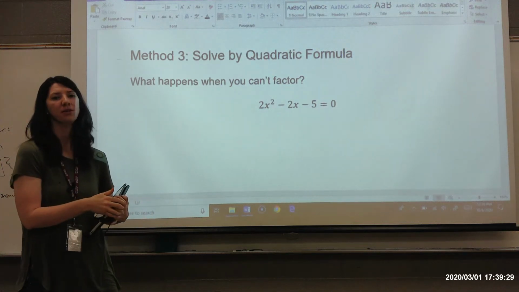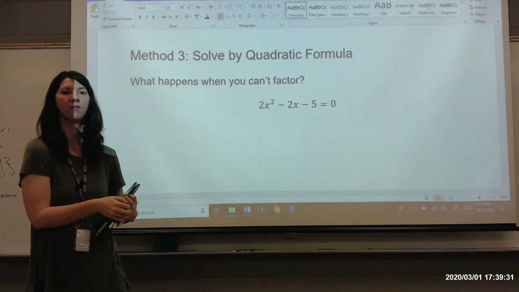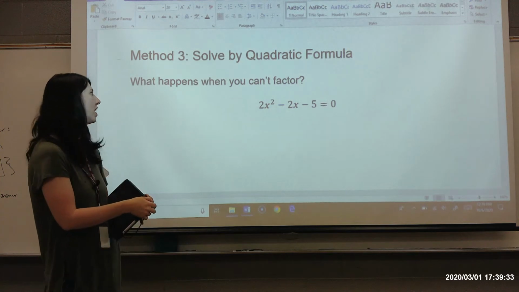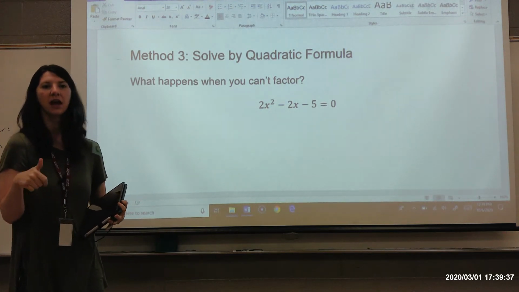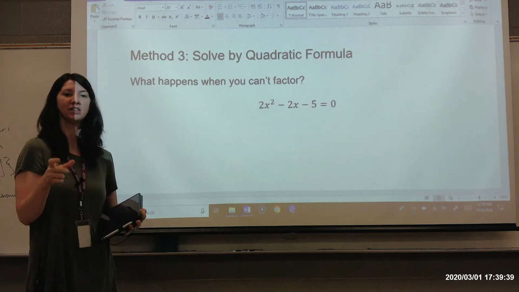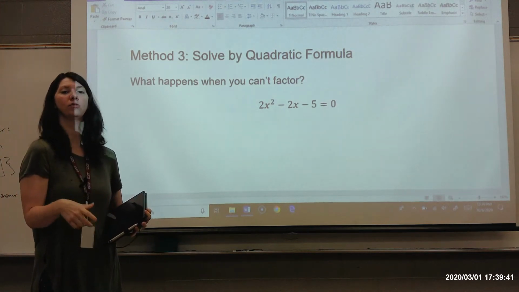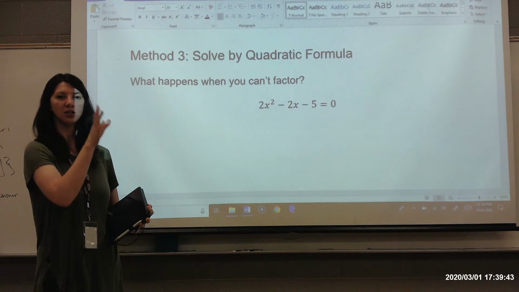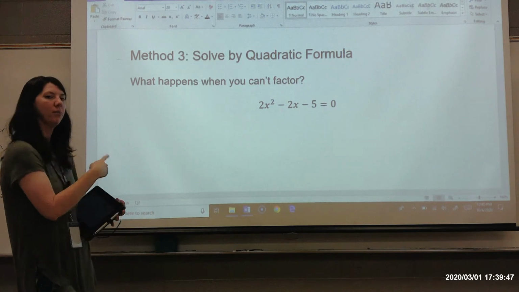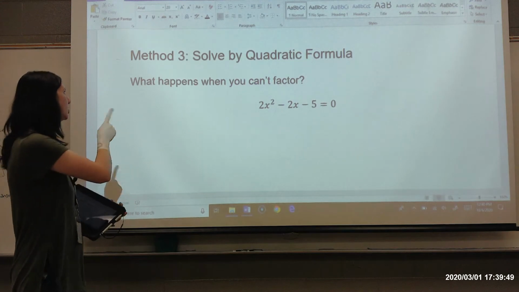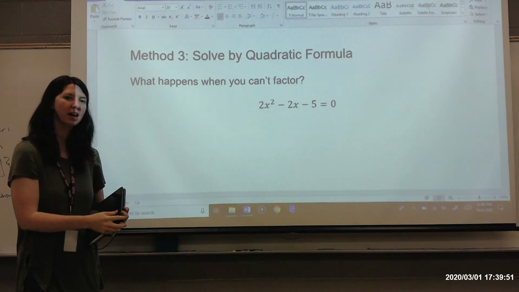In the last video, we talked about two different types of methods to solve quadratic equations. We talked about graphing, looking for x-intercepts, and factoring, so that we could use the zero product property in order to break it into two sections and solve each one for one of our zeros. This is our third method, okay? And it stems from this question: what happens when you can't factor?